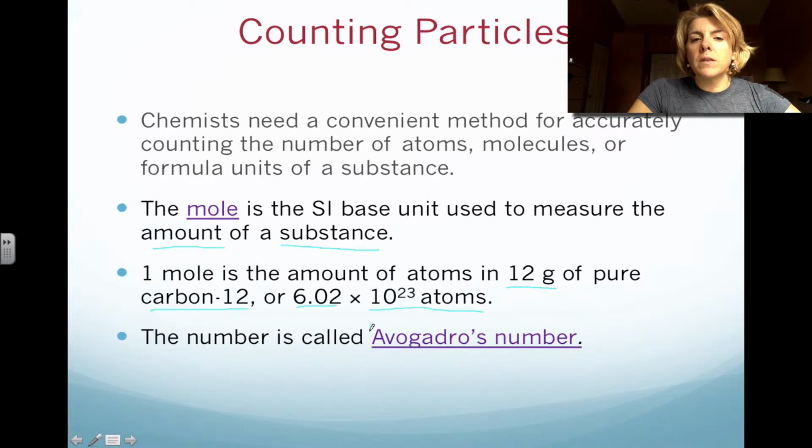Now you will see this over and over again from now on. This is essentially Avogadro's number. So there was a chemist early on who quantified the fact that 1 mole of a substance is equal to 6.02 times 10 to the 23rd atoms.